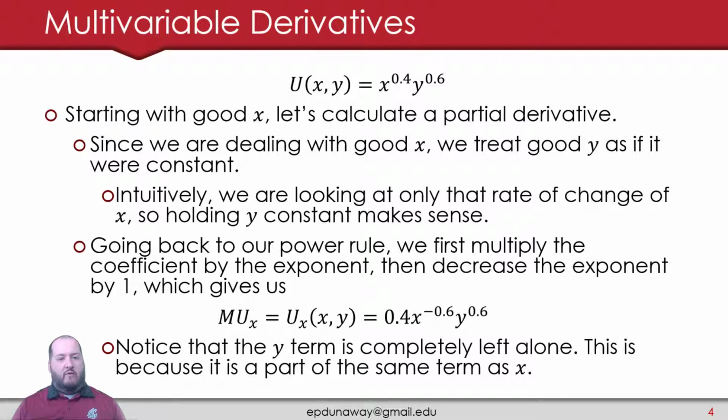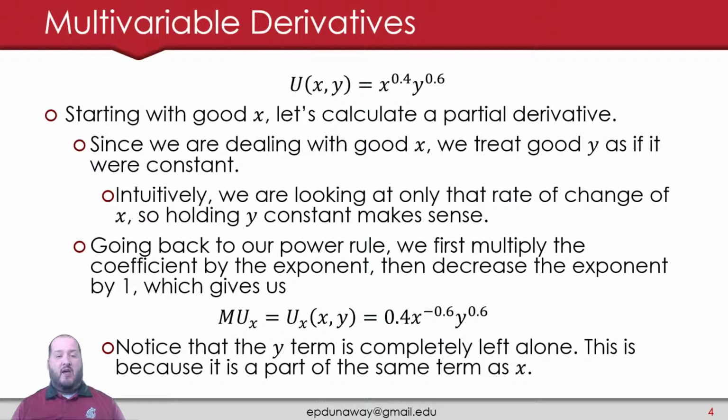First, we're going to multiply the coefficient by the exponent and then decrease the exponent by 1. Doing that is going to give us the marginal utility for x, which is just 0.4 times x to the negative 0.6 power times y to the 0.6 power. So I multiplied the utility function by 0.4, which was x's exponent, and then I decreased x's exponent by 1, which of course made it negative in this case. Like I was saying before, the y term is completely left alone, and that's just because it is technically a coefficient of x's term in this case. It is just a constant.